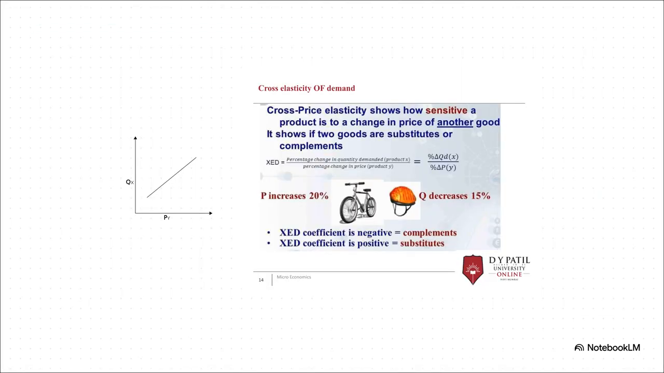Okay, another big MCQ alert here, folks. This is a classic exam topic. For substitute goods, like coffee and tea, their cross-price elasticity is positive. If the price of one goes up, people buy more of the other. But for complementary goods, things you use together like a bike and a helmet, the value is negative. If bikes get more expensive, demand for helmets goes down.